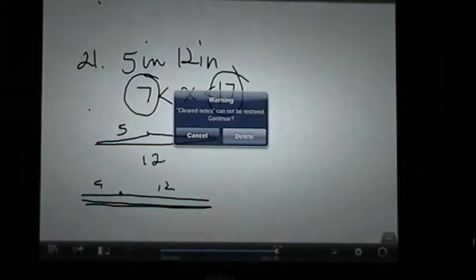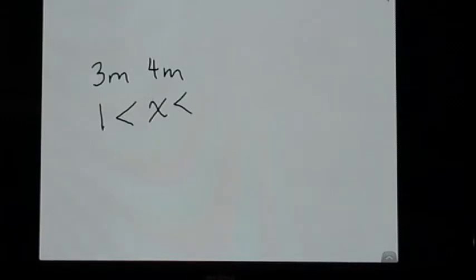Okay, let's do a couple more of those just so that you can really get those into your head. Number 22, 3 meters and 4 meters. Subtract them to get the lower number. 1 meter is less than x, which is less than, add them together and you get 7 meters. So it's got to be between 1 meter and 7 meters. It can't be 1 meter or 7 meters. It's got to be more than 1 and less than 7.